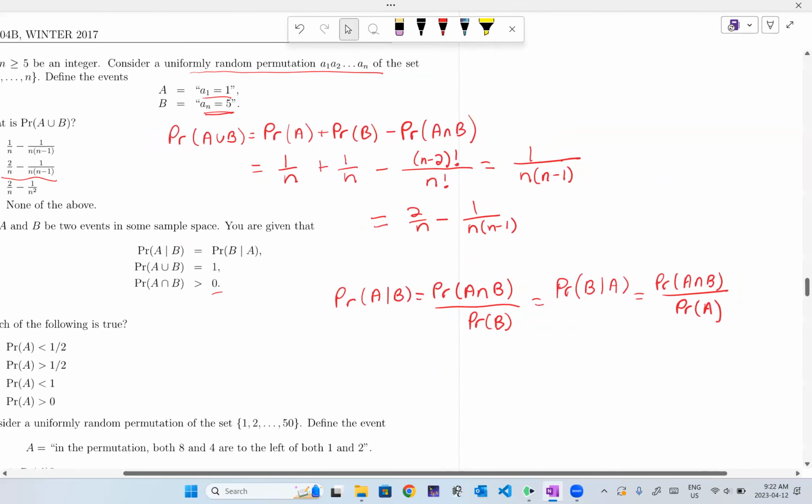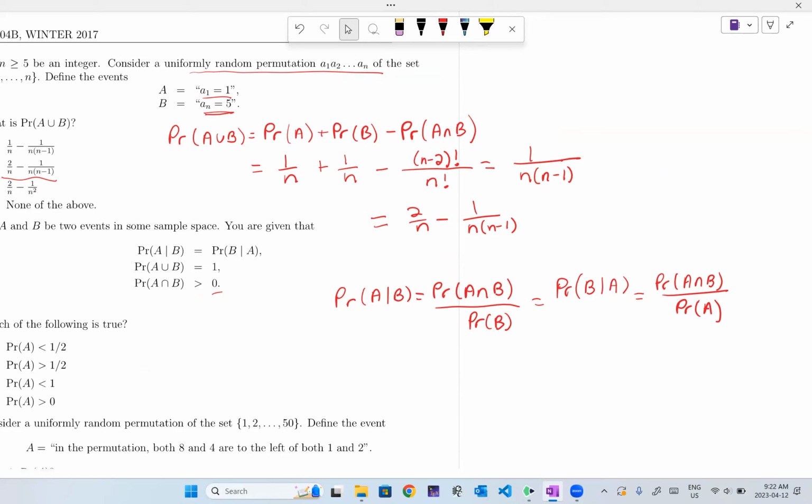So what does that tell us about the probability of A and the probability of B? If I get rid of these middle terms, I know these two things are equal, and I know the probability of A intersect B equals the probability of A intersect B. So this means the probability of A equals the probability of B.